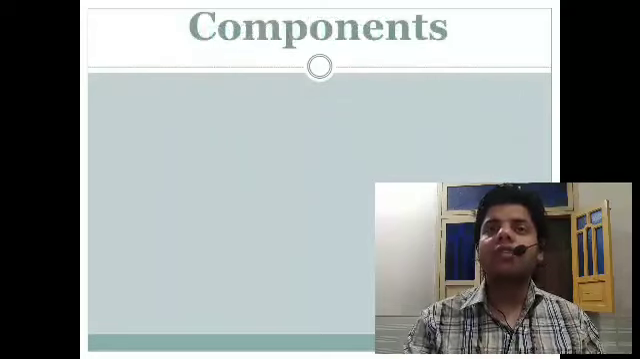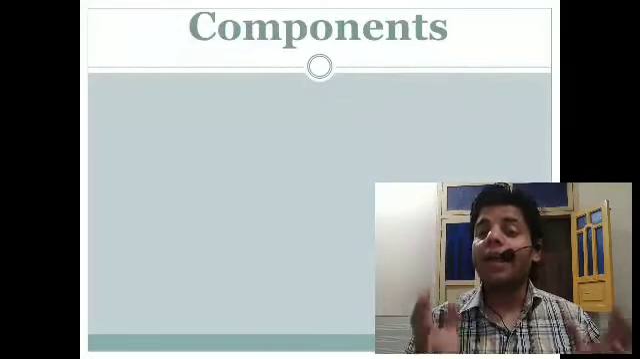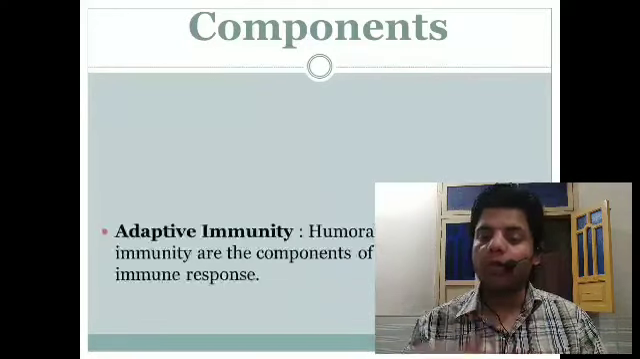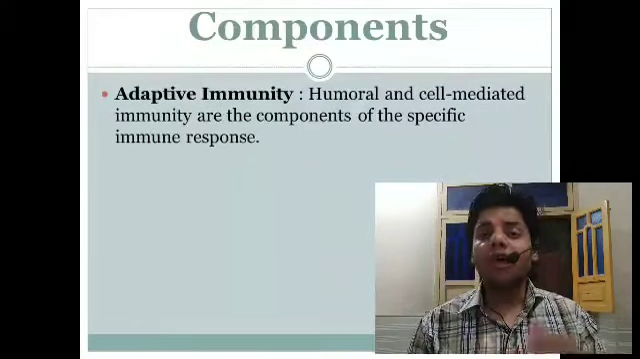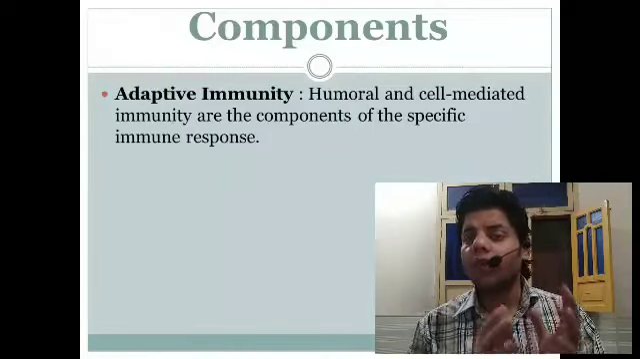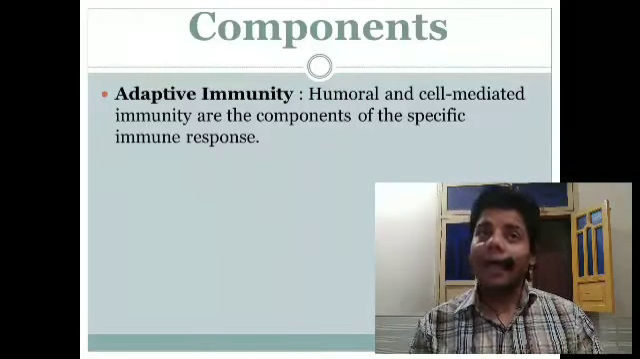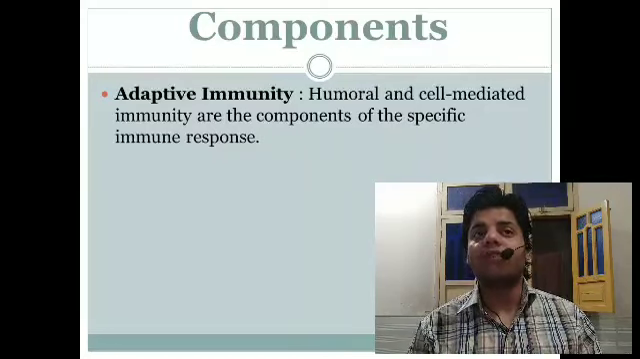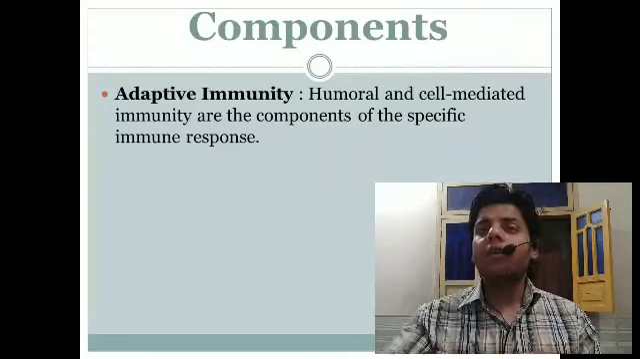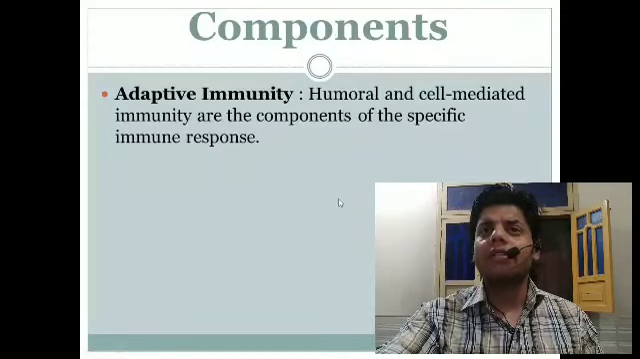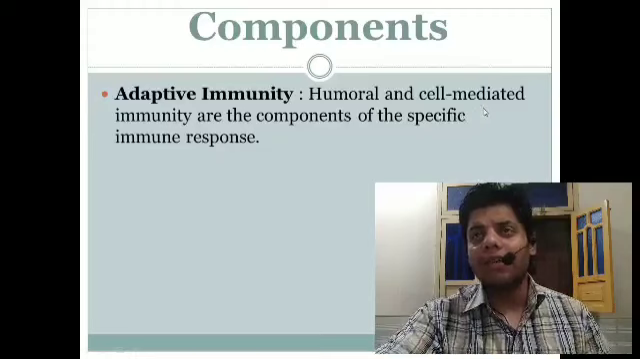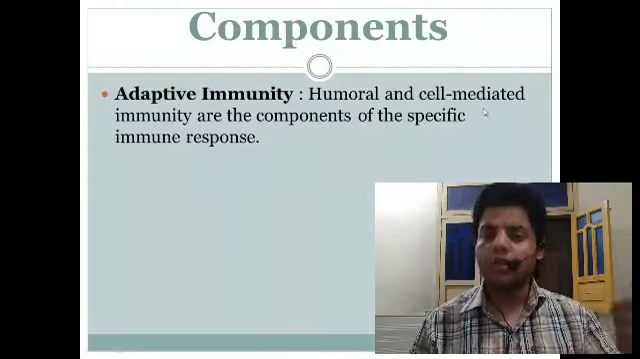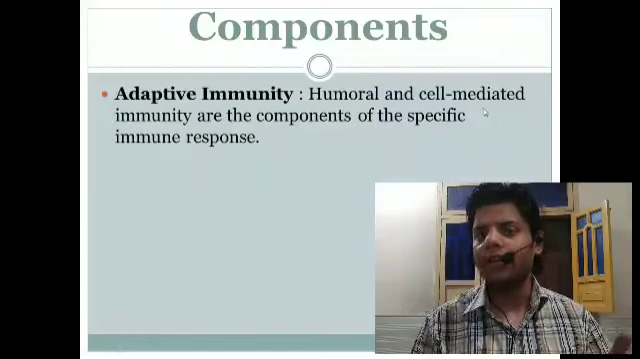Okay. Now let's talk about the components. What kind of components does innate immunity contain and what kind of components does adaptive immunity contain? First of all, adaptive immunity. It contains humoral and cell mediated immunity, which are the components of the specific immune responses. I already explained humoral and cell mediated immunity a little bit, with their definitions. If you missed that video, you can go back and watch it.